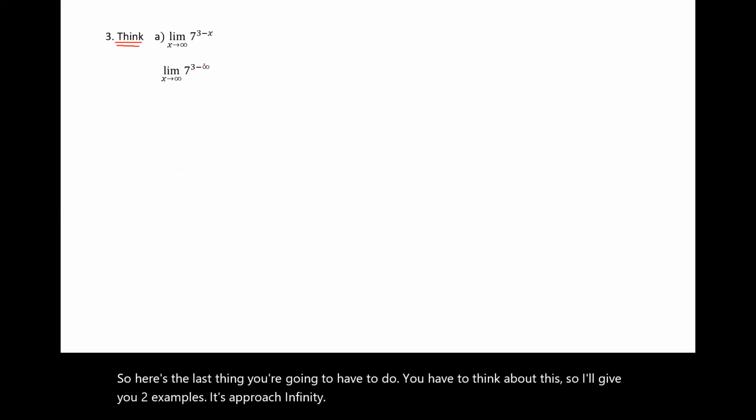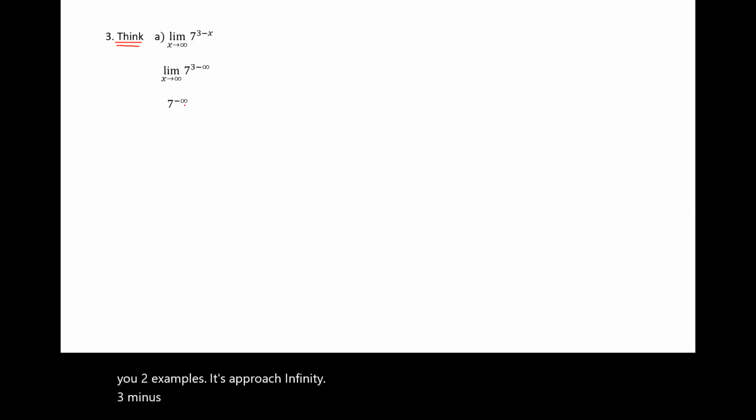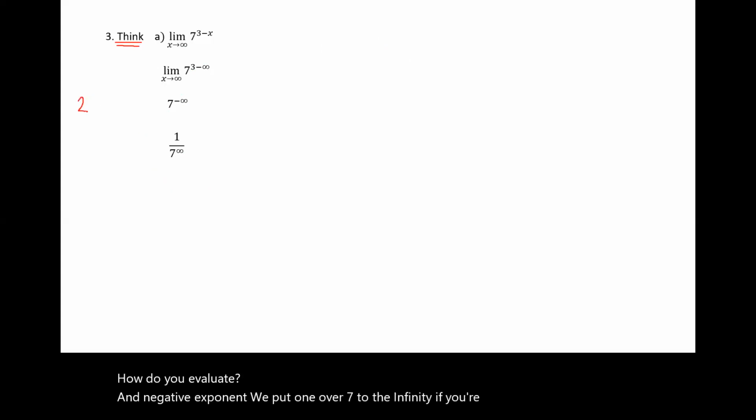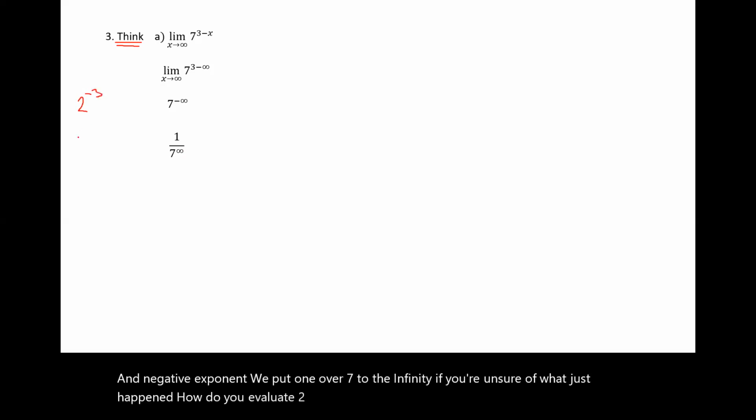3 minus infinity is going to be minus infinity. How do you evaluate a negative exponent? We put 1 over 7 to the infinity. If you're unsure of what just happened, how do you evaluate 2 to the minus 3? That's 1 over 2 cubed.